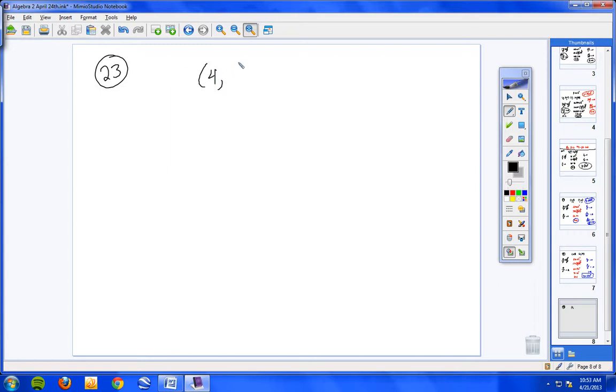4 comma 112 over 81. Man, these authors had too much free time on their hands. And then the other ordered pair is negative 1 comma 21 over 2. All right, here we go.